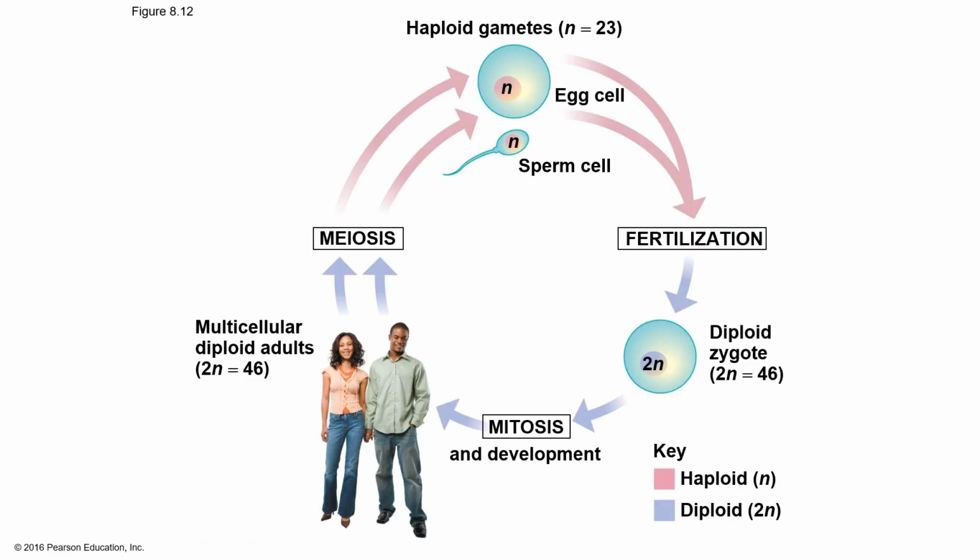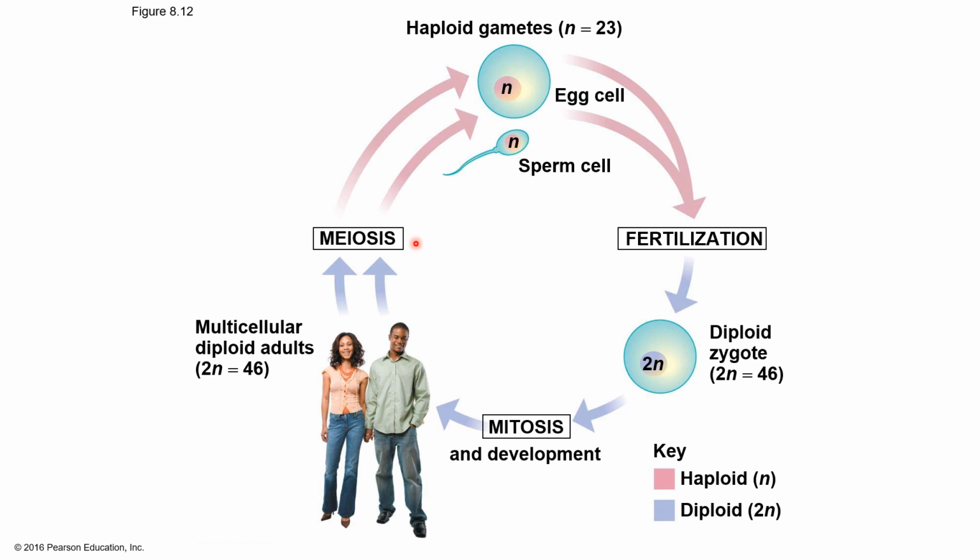Hello everyone. Today we're going to talk about cell division. We're going to talk about two types of cell division, mitosis and meiosis. The two types of cell division that we humans can go through are mitosis and meiosis.